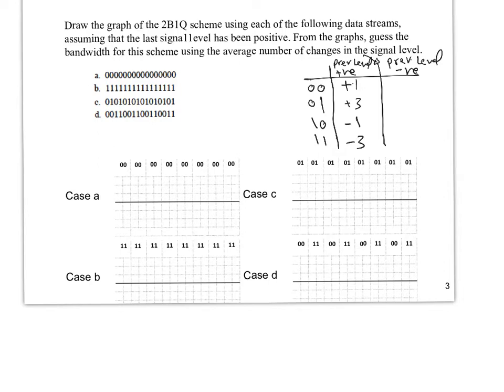When the previous level is negative, this is very important. If you put any level here, it doesn't matter. But for the inversion, you have to make sure that you invert everything. So it becomes minus 1, minus 3, and then plus 1, plus 3. All right, so you got the whole grade just by doing this.